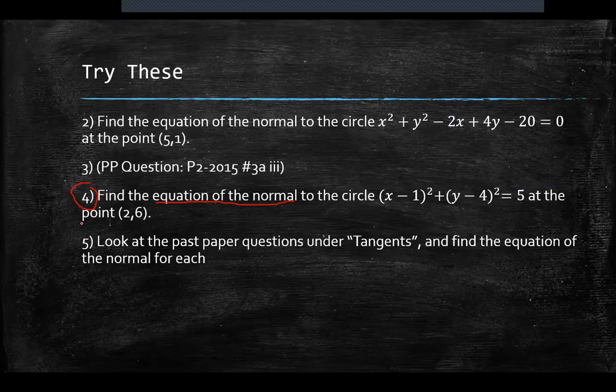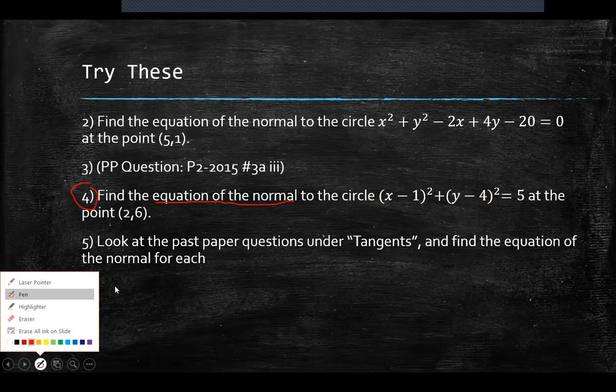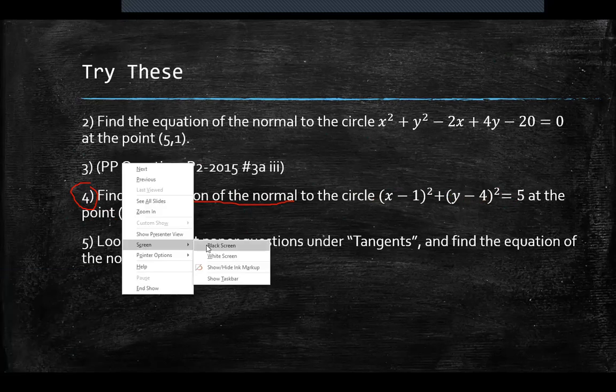So we're doing number 4 right now, and they want us to find the equation of the normal to the circle (x minus 1) squared plus (y minus 4) squared is equal to 5 at the point (2, 6). So we did this in class already. If you need to review it, you could always look at the recordings on Google Classroom. So remember, the first thing you want to do for any question, you want to write down all the information that they gave you.